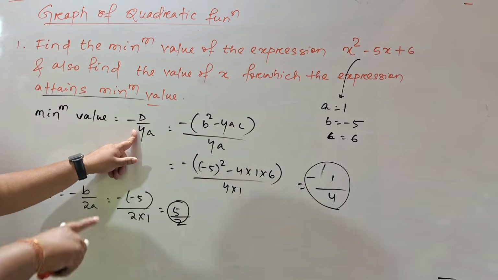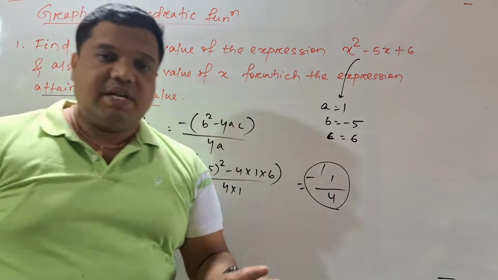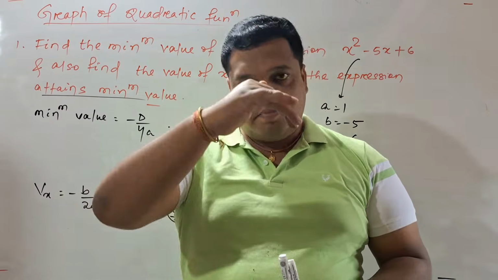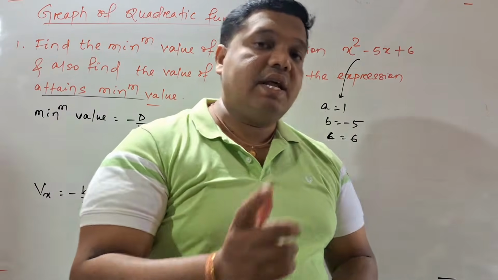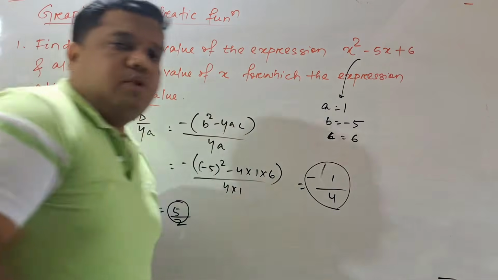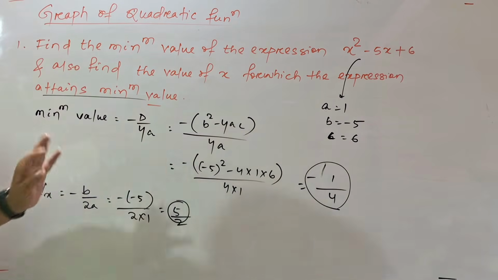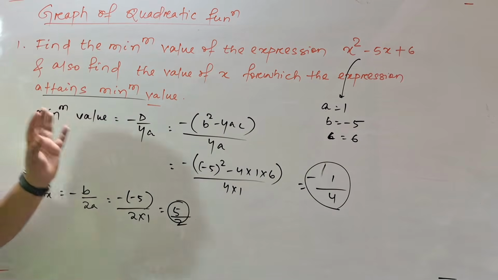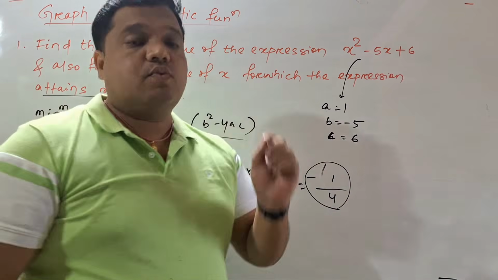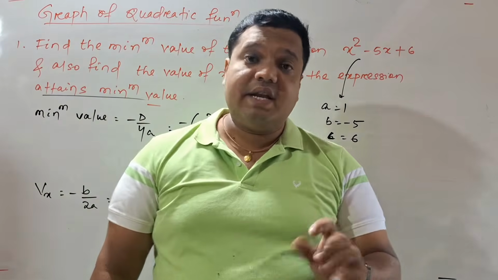For maxima also, the same formula, but the conditions are different. When a is greater than 0, I will get minima. When a is less than 0, meaning the parabola is downward facing, there I will get maxima. Clear? Next question. Any quadratic expression is given, you just evaluate the values of a, b, c and put them here. Finding the minimum value and maximum value is very easy if you understand the quadratic function graph. And you can expect one question this year, guaranteed. Clear?